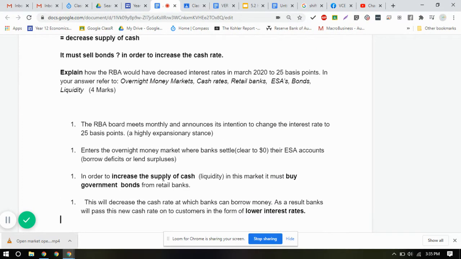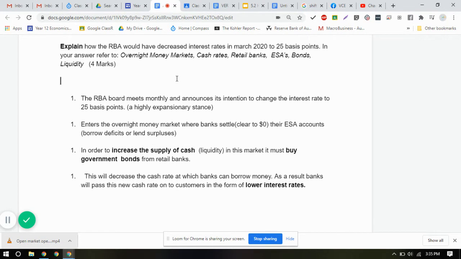Okay, this is really just a question to help you understand the process of changing interest rates or maintaining interest rates. Again, it depends on how you approach it, whether you want to use the textbook method or the corridor RBA method. I just did a video on that before to clarify. But it says explain how the RBA would have decreased interest rates like they did in March 2020. And I've got some bookmarks here for you to be thinking about. You want to be talking about overnight money markets, cash rates, retail banks, ESAs, bonds, and liquidity.